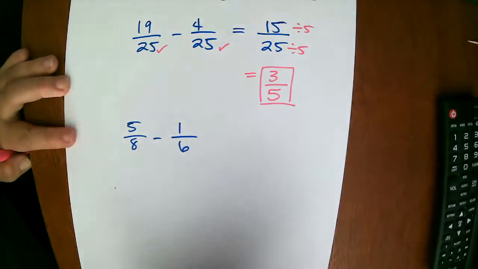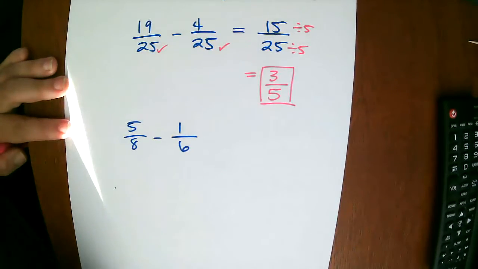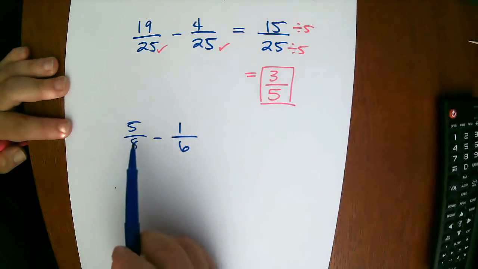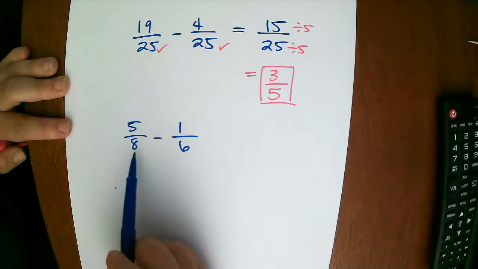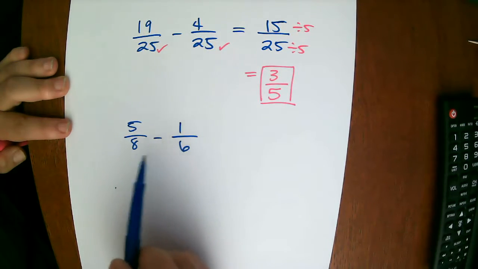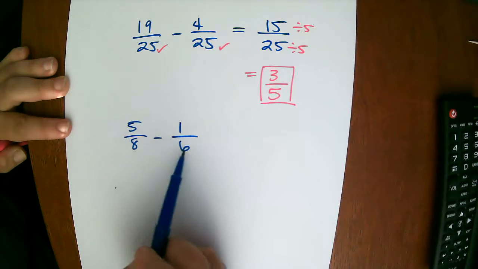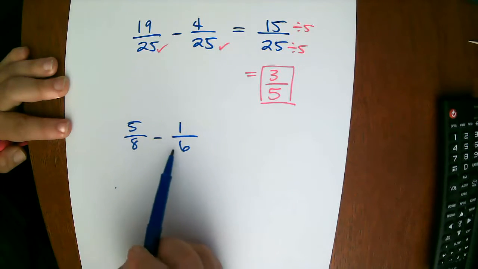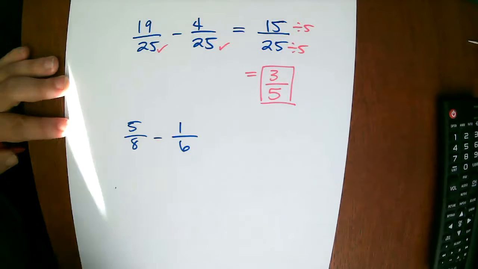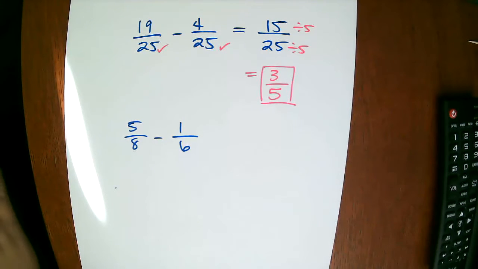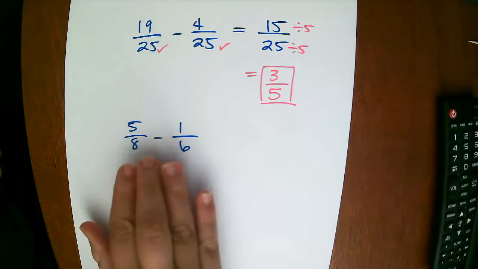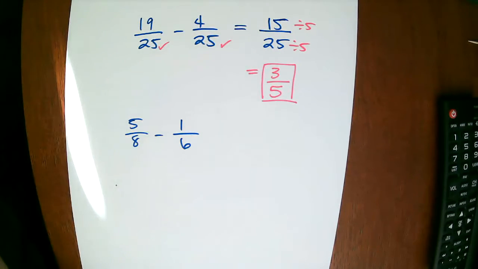Okay, so in this situation, we do not have a common denominator. I want you to try to think about what a good common denominator would be, or what's a good LCM for 8 and 6. I'll give you a few minutes to think about that. So hopefully you thought of maybe a couple of numbers, but what I was thinking of was 24.